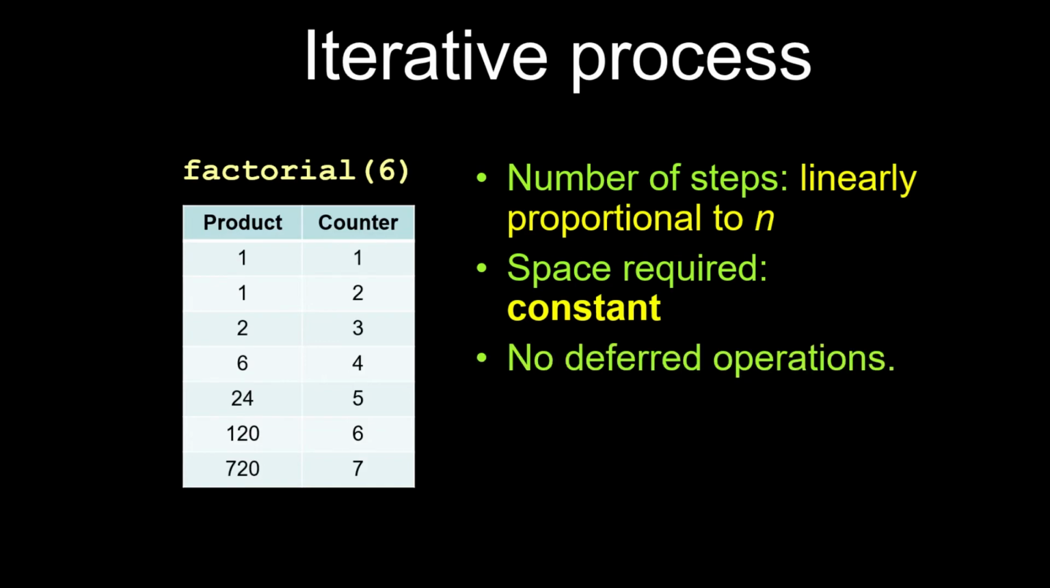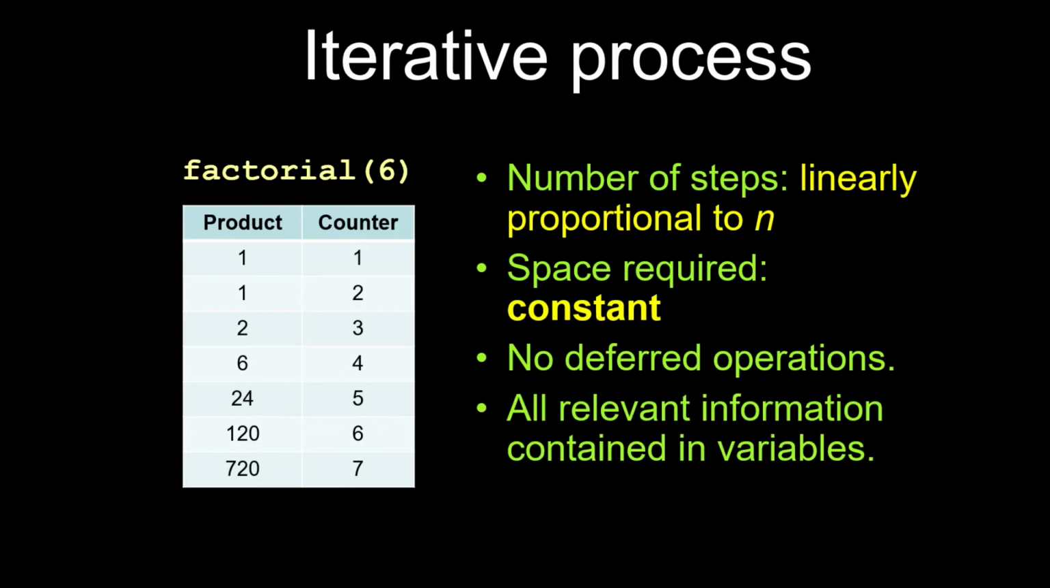Alright, there are no deferred operations. Remember for recursion, when we do factorial 6, that will be 6 times factorial 5. We are not doing that multiplying by 6 first, we keep it for later. So there's no deferred operation here. Every operation is carried out straight away. So all relevant information is contained in variables, right?